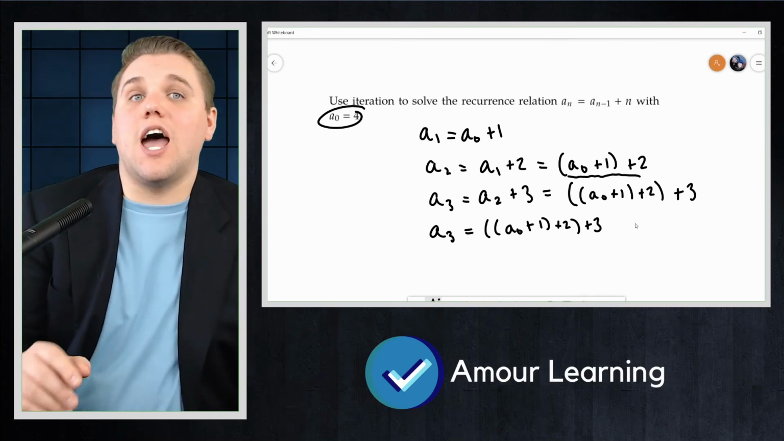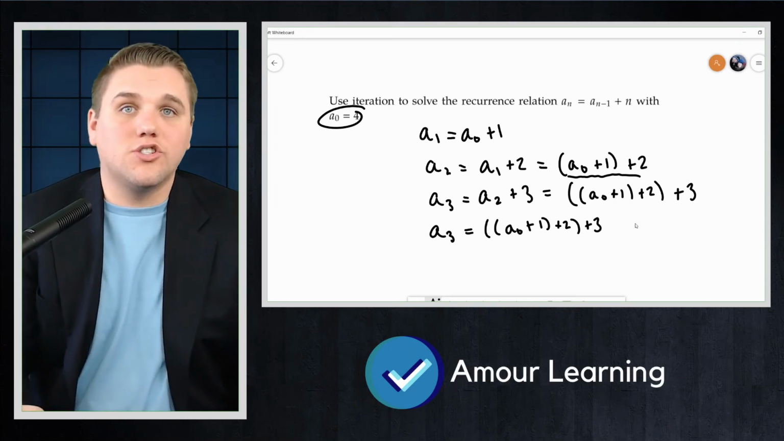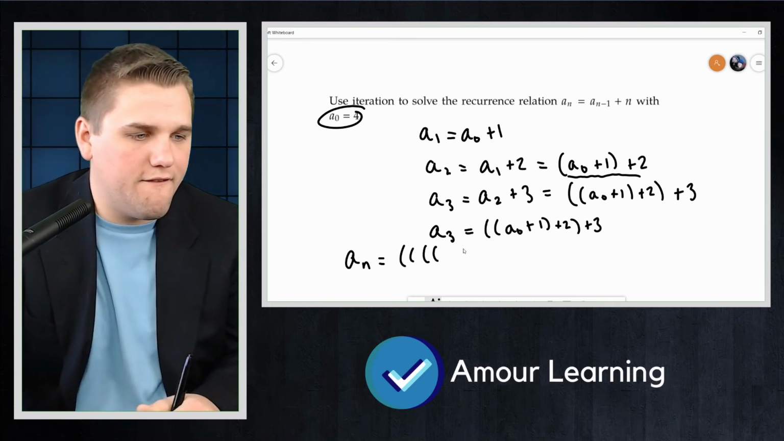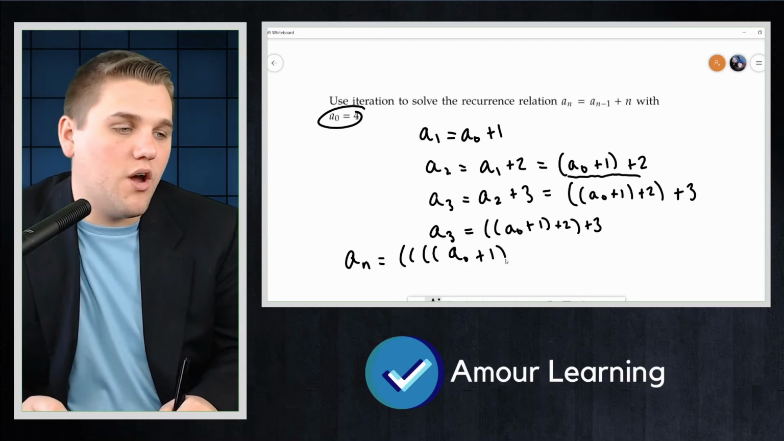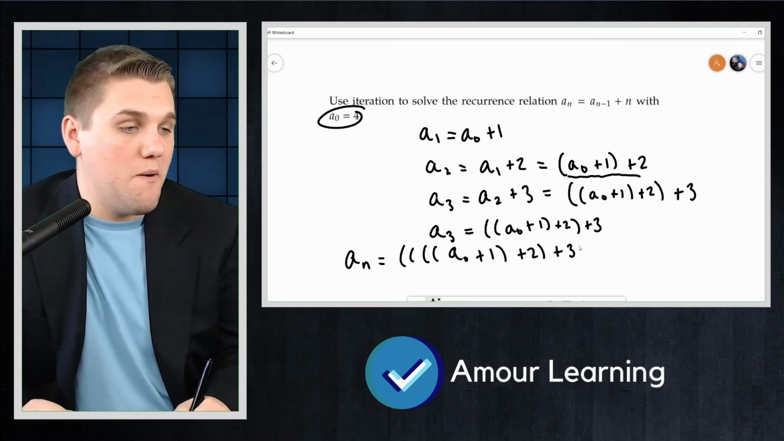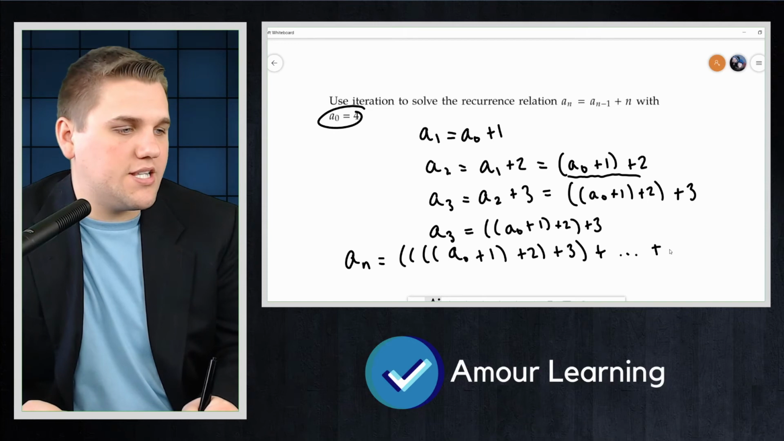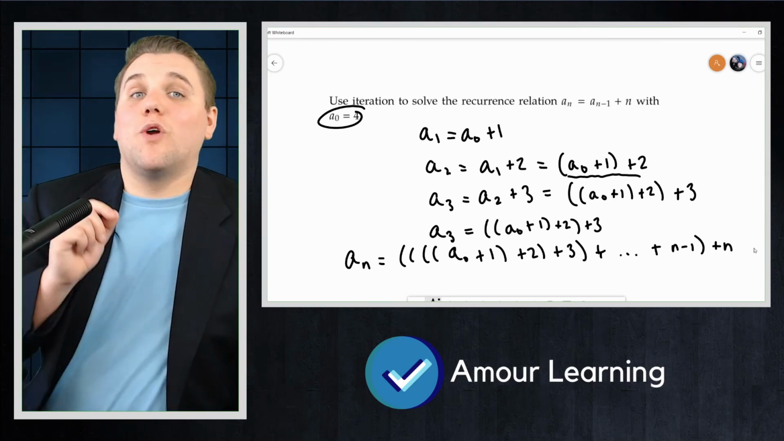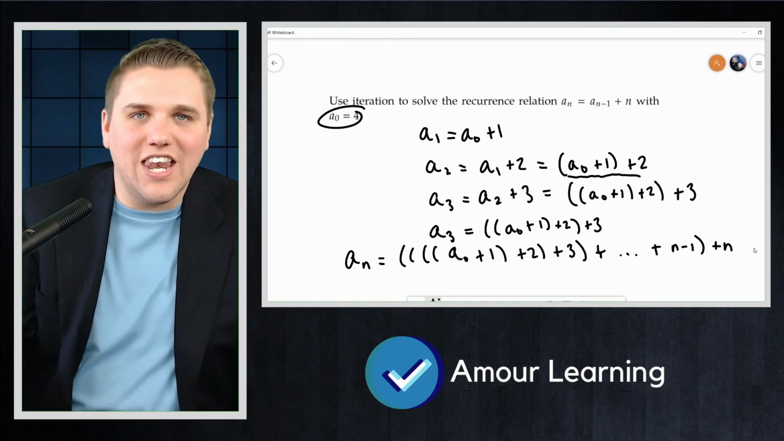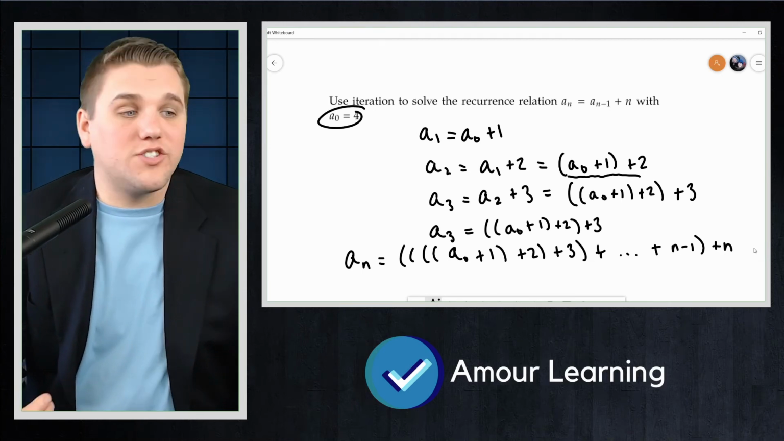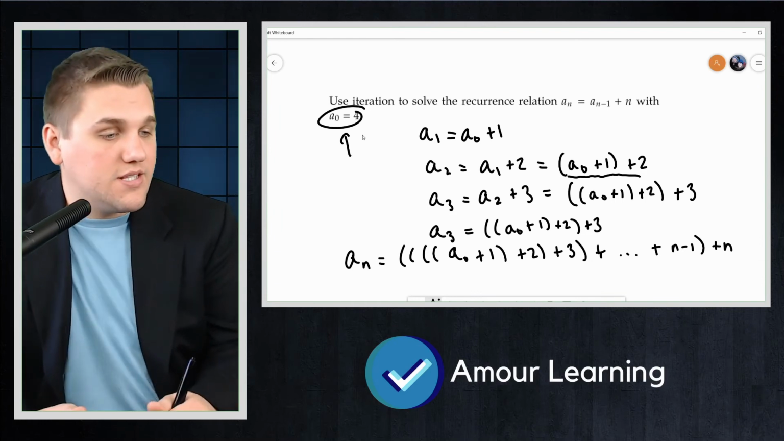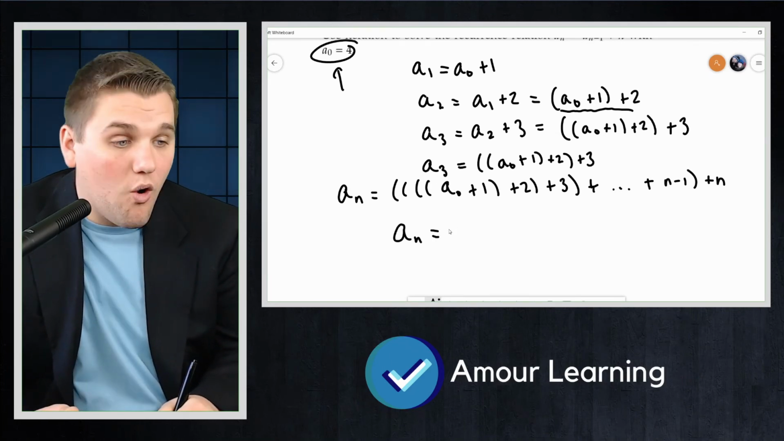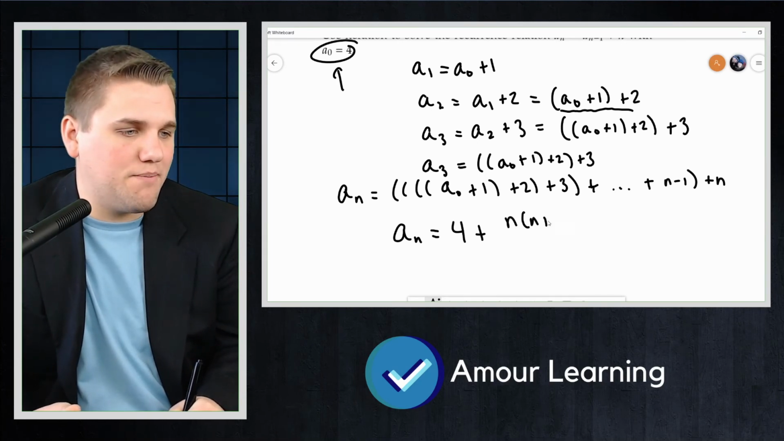We notice a pattern. Each time we take the previous term and add the current index. So a_n in general is just going to be a_0 + 1 + 2 + 3 + ... + (n-1) + n at the very end. Regrouping terms, we notice that a_n is just a_0 plus the sum of the integers from 1 to n. Since a_0 equals 4, that means a_n = 4 + n(n+1)/2.